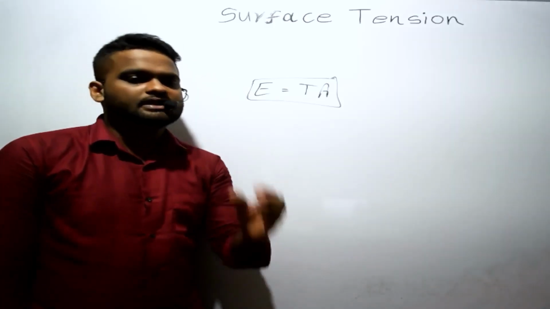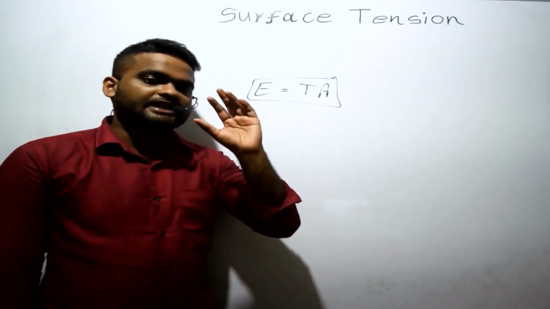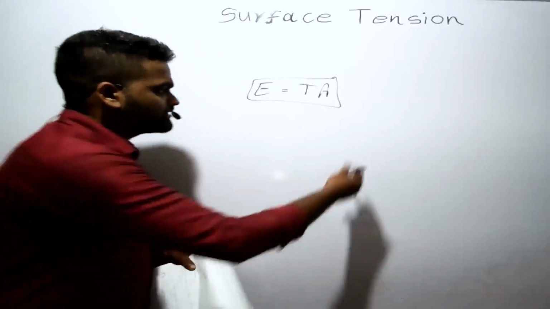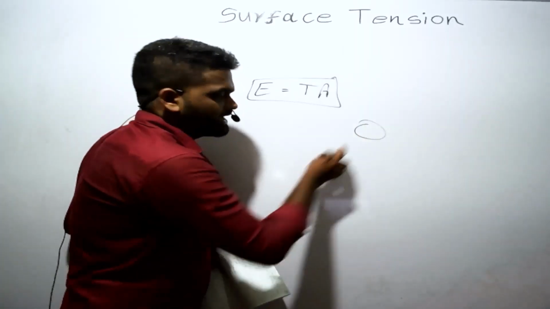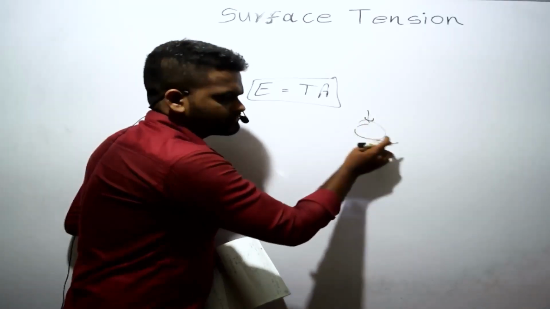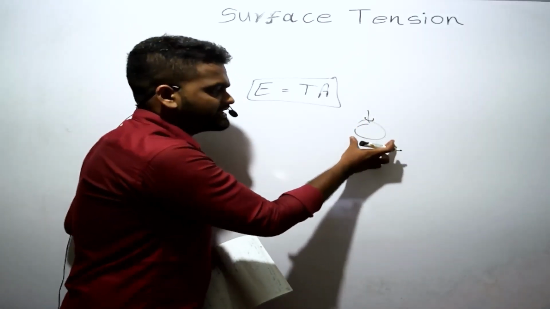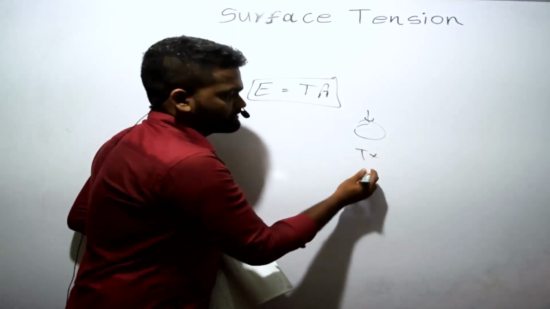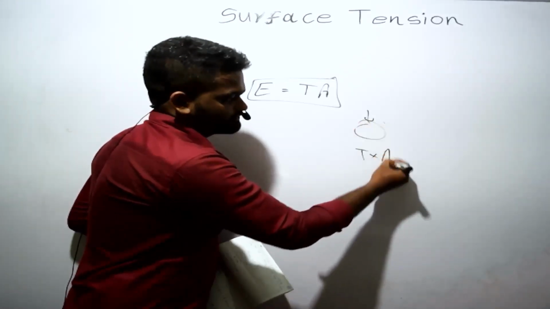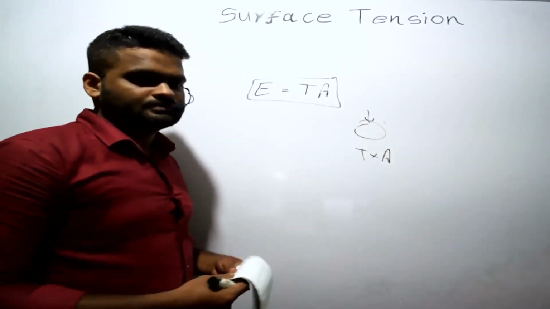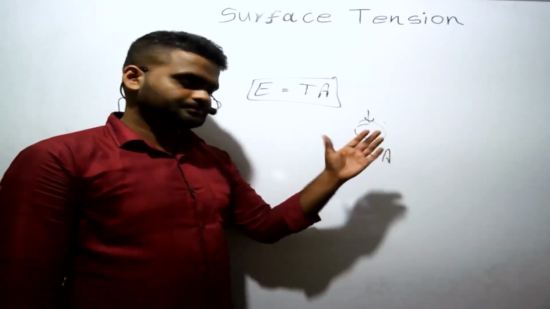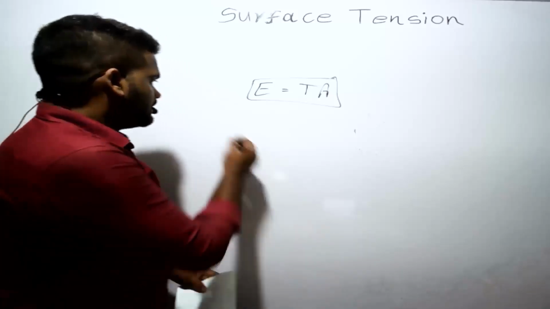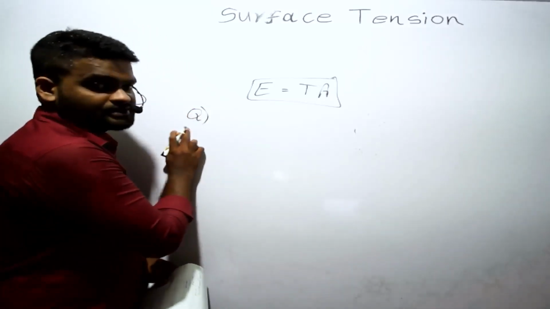So here you don't need the increase of energy, right? So when you take a liquid drop and you need to find the surface energy, what do you do? Just multiply T by the area of this. Understood? Right? We'll do another question.